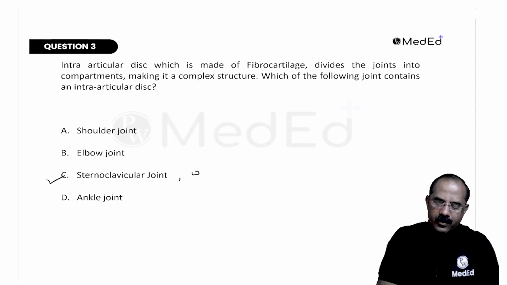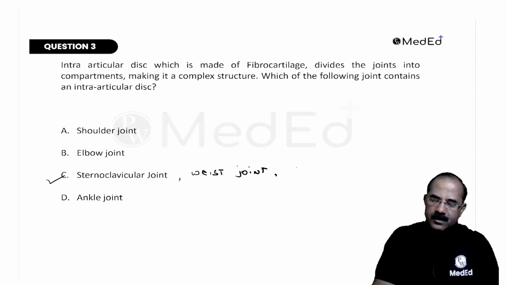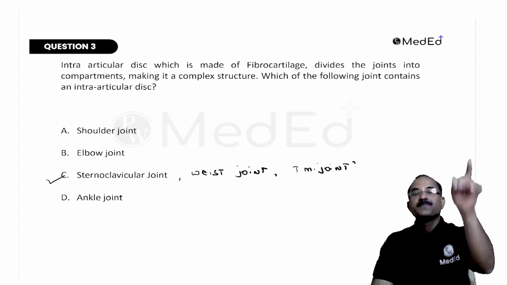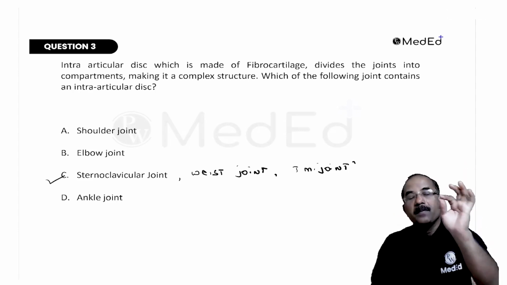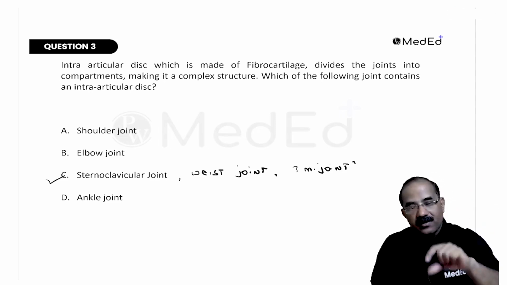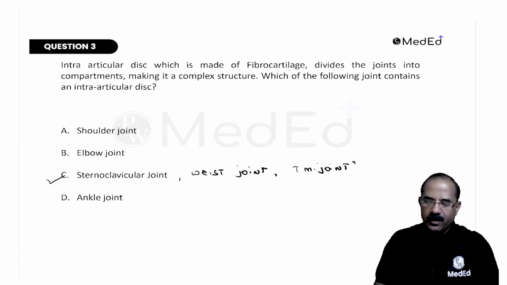Yes, one is the wrist joint. The wrist joint has an articular disc. Not the knee joint; the knee joint has a meniscus. The third is the temporomandibular joint. Articular disc is present in three joints: sternoclavicular joint, wrist joint, and temporomandibular joint. And this articular disc is what type of cartilage? It's a fibrocartilage.